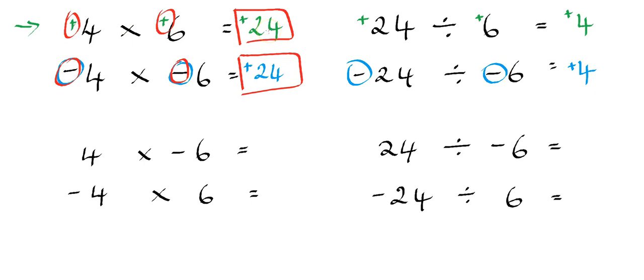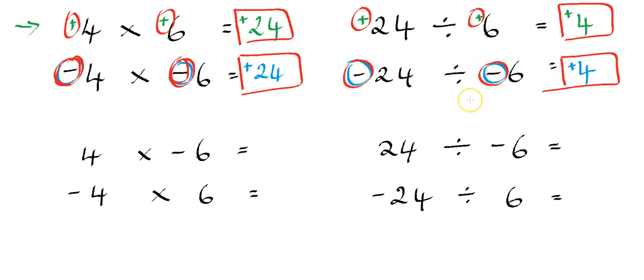Same factors equals a positive product. Same factors in terms of positive or negative equals a positive product. And the same applies to division. We have same, and that equals positive. Same here, so both are negative, it's going to equal a positive.